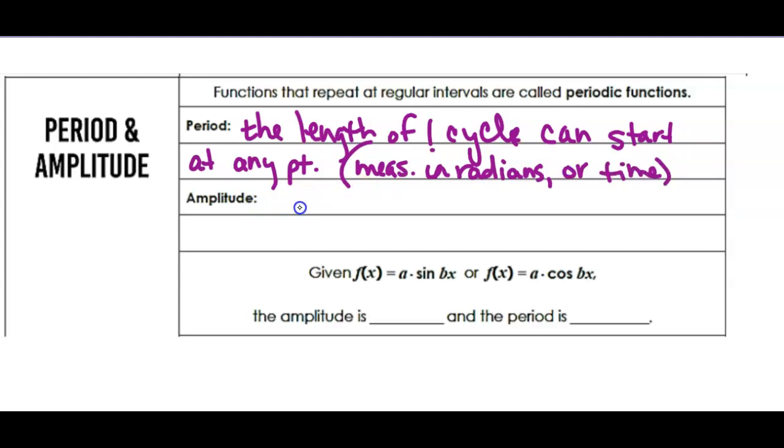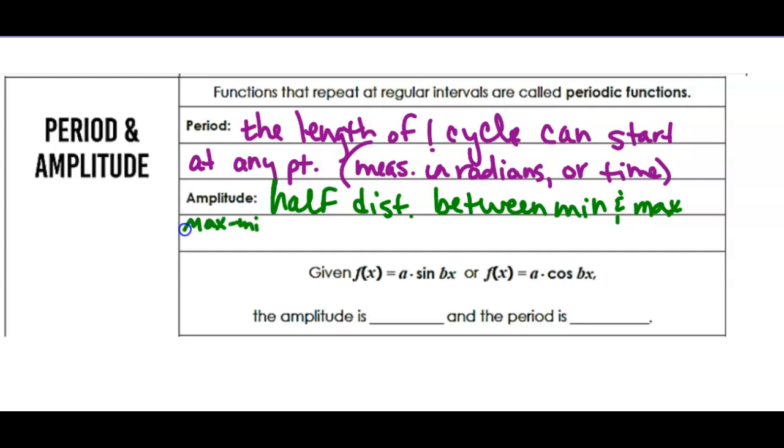The amplitude is half the distance between the min and the max. So you could do max minus min divided by 2. Or like I said earlier, it's how far above and below the midline.